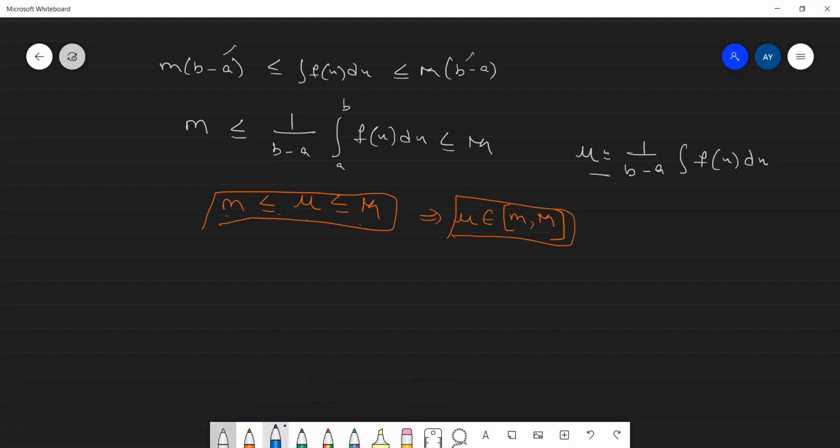So what do we have at the last? The integral a to b f of x dx.